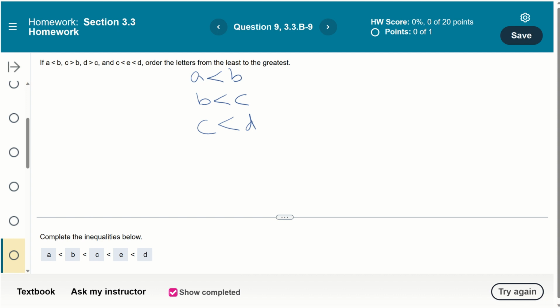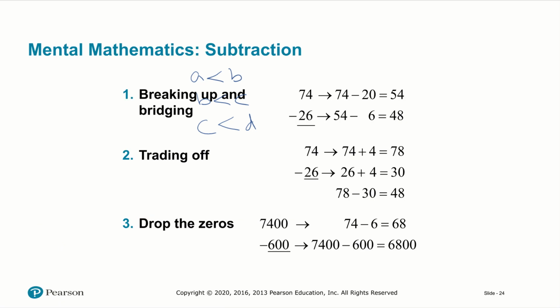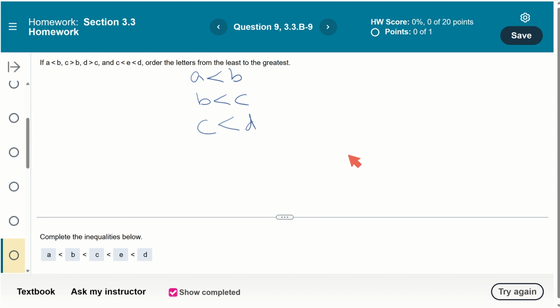But they give us one other statement. Once again. All right, we're back. All right, the other statement is the fact that C is less than E is less than D. So we notice that A is less than B, B is less than C, and C is less than D, but E is also between C and D. So putting all these together using a property we call transitive property, we get A is less than B, which is itself less than C.